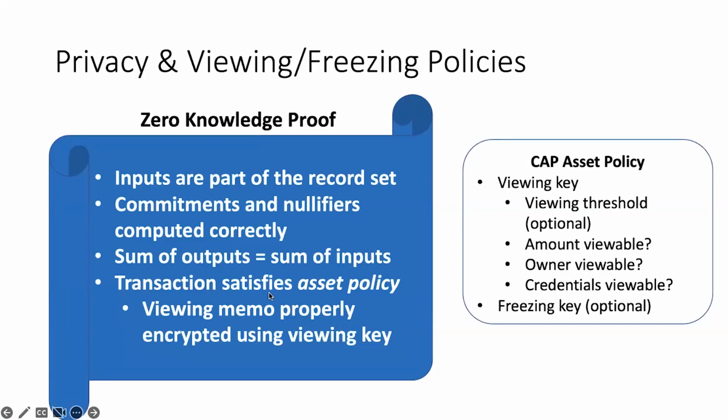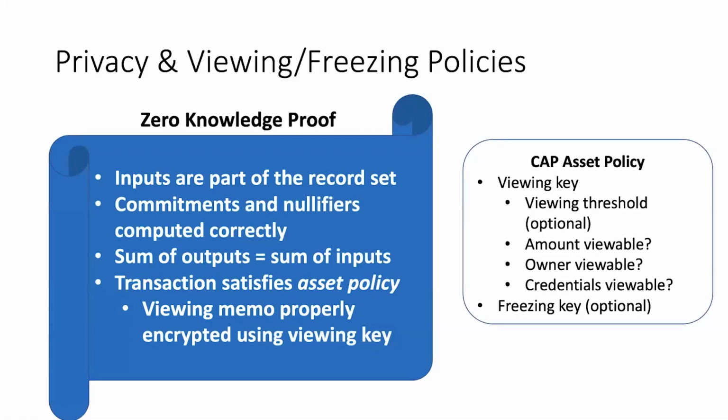So the zero knowledge proof needs to prove that this transaction satisfies this asset policy. As an example, if the policy says that the view key holder should be able to always see the amount and the owner, then the zero knowledge proof proves that the viewing memo is properly encrypted using this viewing key. That guarantees that the holder of the viewing key would be able to decrypt this information, which would include the amount in all the input records and the owners of all the input records and output records.